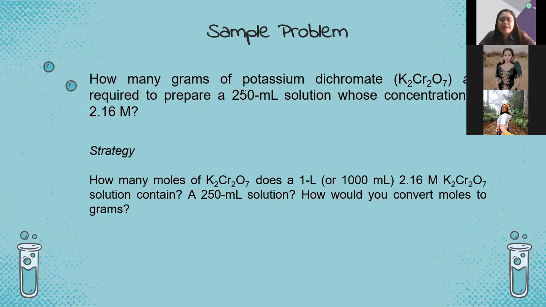You have to understand the problem and follow the following steps. If the weight of the substance is given, weight in grams, the first thing that you need to do is compute for the moles. So in computing the moles, you need this formula. Moles is equal to the weight of the substance divided by its molecular weight.